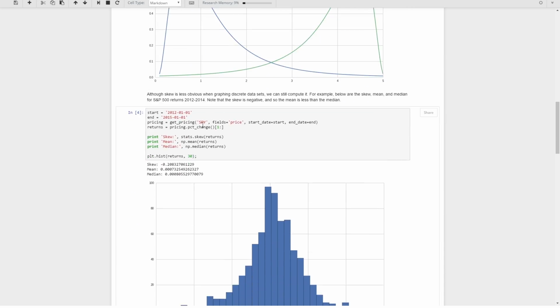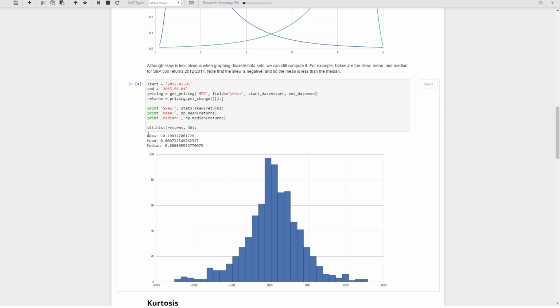So if we pull SPY returns here from 2012 to 2015, well, they have this negative skew of negative 0.2, but we can't really see that easily on this discrete thing here. It's better to go with the computed skew rather than trying to get it from a graph. As in most cases, we generally want to rely on the actual statistical computation of some feature or another rather than relying on looking at pictures.